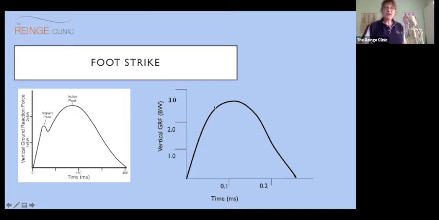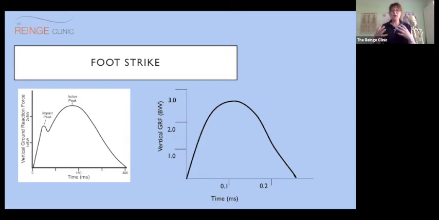And if you actually look at the force, it is absolutely no different whether you heel strike or you midfoot strike. The same amount of force is running through your body. It has to, it's physics. You can't change your mass, so the amount of force you create doesn't change. However, the faster you run, the more force you create.